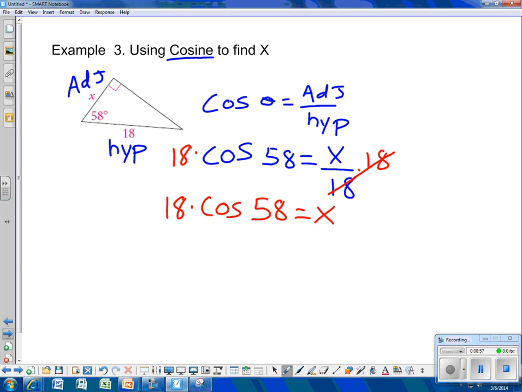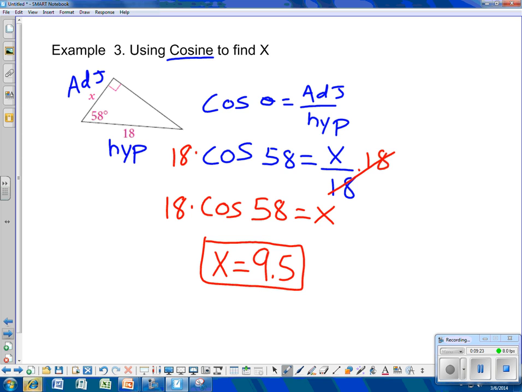And again, you can punch this into your calculator. 18 times cosine 58. And you should get approximately 9.5. So x equals right around 9.5. So that's our value. That's the length of that missing side of the right triangle.